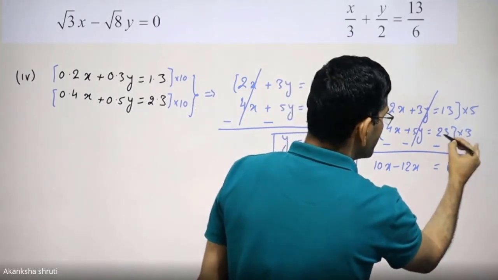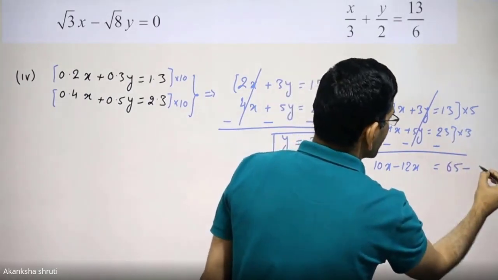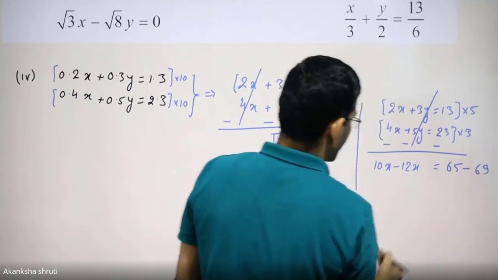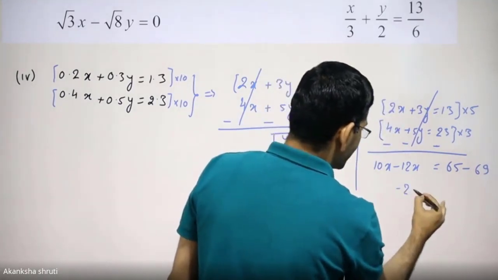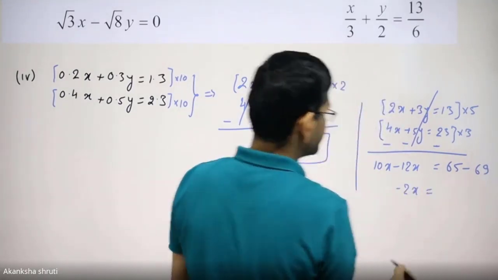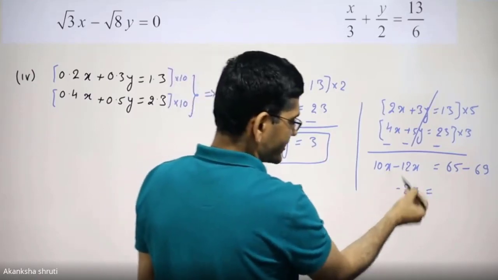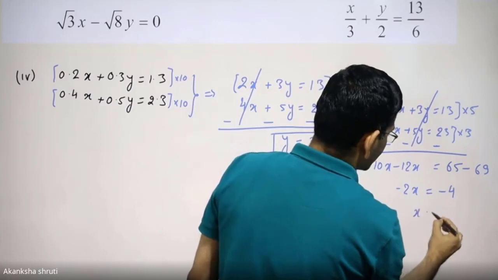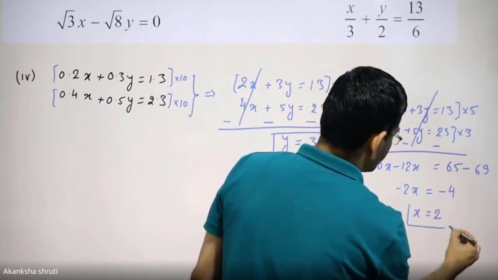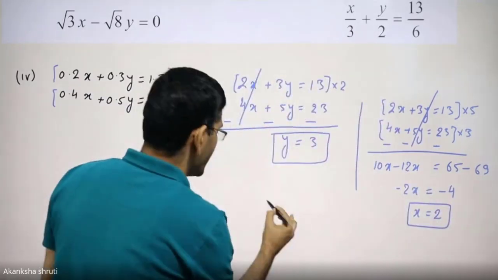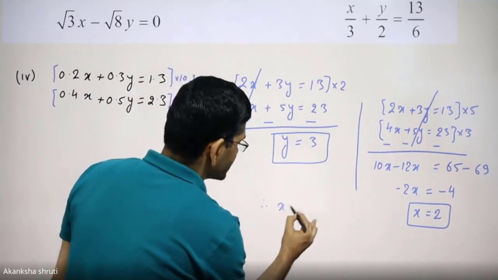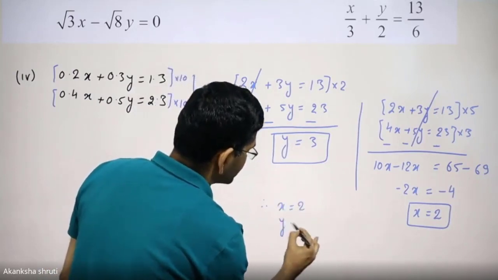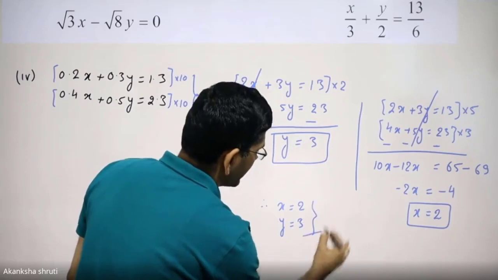23 3s are 69. Here we are getting minus of 2x. Subtracting, we are getting the negative is minus of 4. So x is our 2. Therefore, x is 2, y is 3.